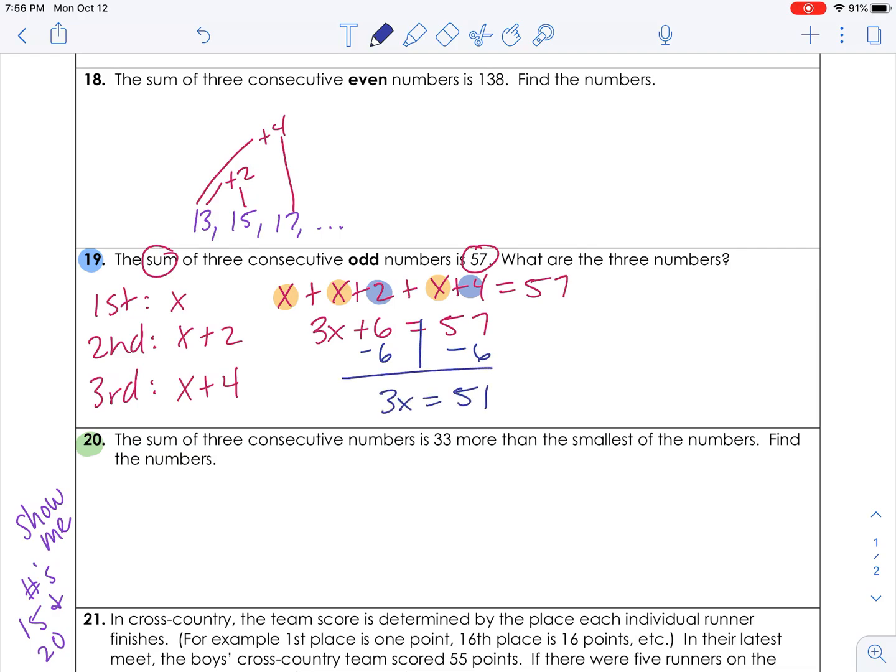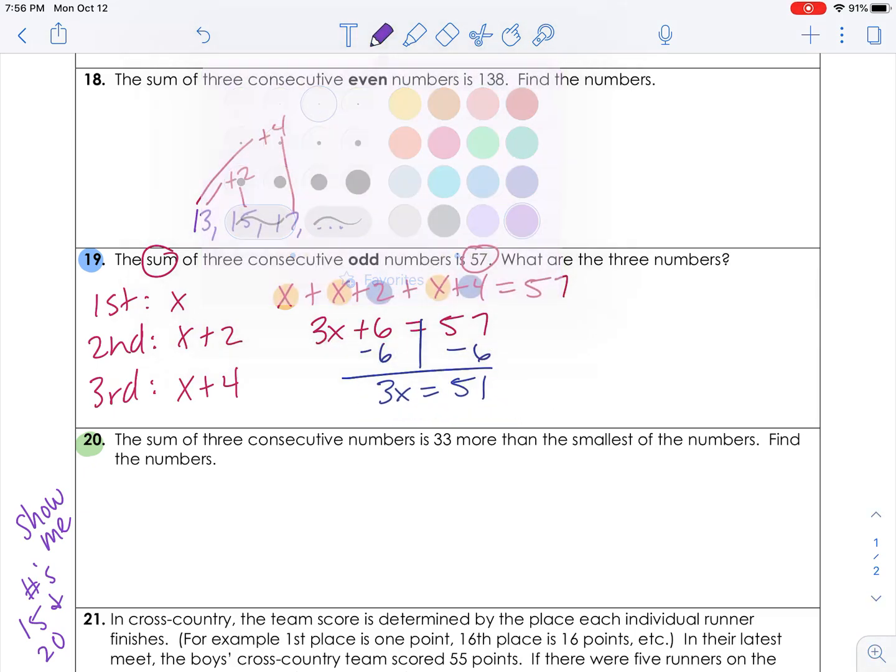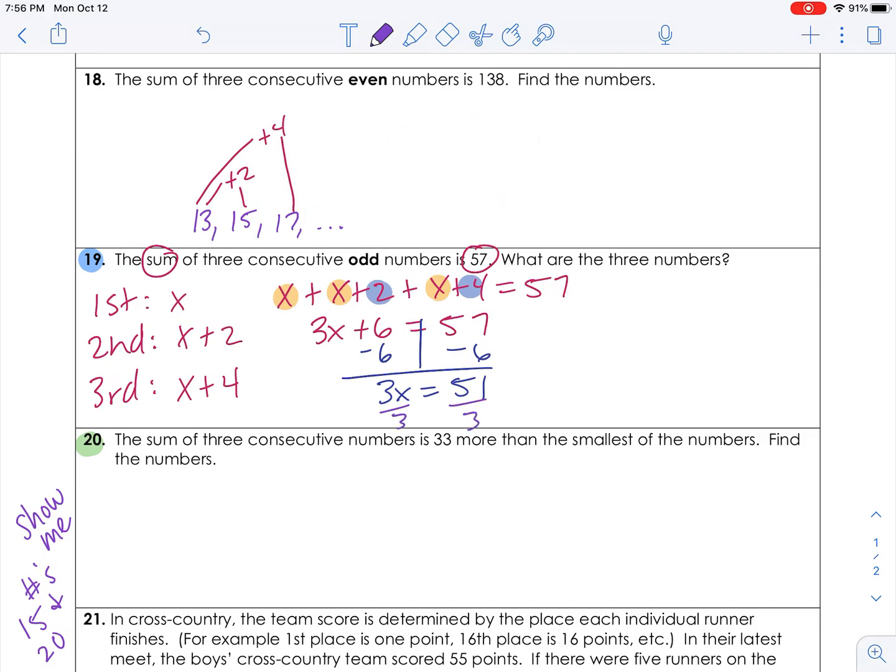3x equals 51. So what we need to do next is divide both sides by 3. So 51 divided by 3. 3 will go into 5 one time. 1 times 3 is 3. Subtract it off. 5 minus 3 is 2. Bring down the 1. 3 will go into 21 7 times, and there's no remainder. So x is 17.